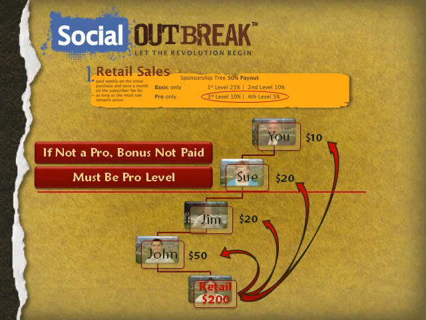Next thing to understand is that if you're not on a pro level auto ship, this bonus is just not paid. It doesn't keep searching up the tree to give it to somebody, it's just breakage to the company. So to recoup every dollar in the compensation plan, you really do need to be on the pro level of auto pay.